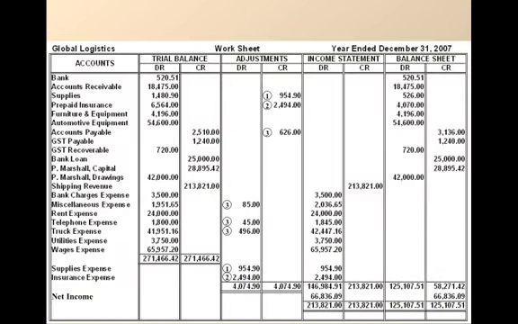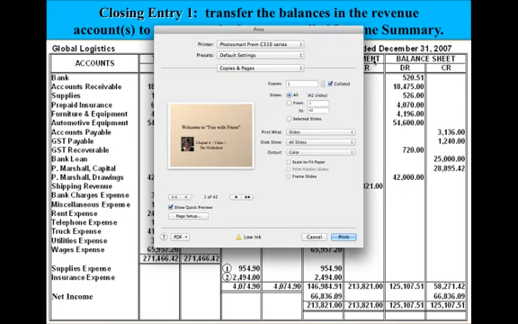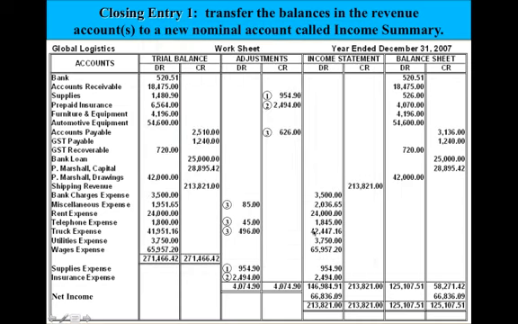Okay, let's take a look at the process here. So here we have our worksheet that we just looked at in our last video when we looked at the adjustment entries on the worksheet. So closing entry number 1. Transfer the balances in the revenue accounts to a new nominal account called income summary. So basically everything in this credit column of your income statement you're going to close. Now I say that because last year, you'll know when we have merchandising companies, there's going to be a lot more information in there. So remember the acronym REID.